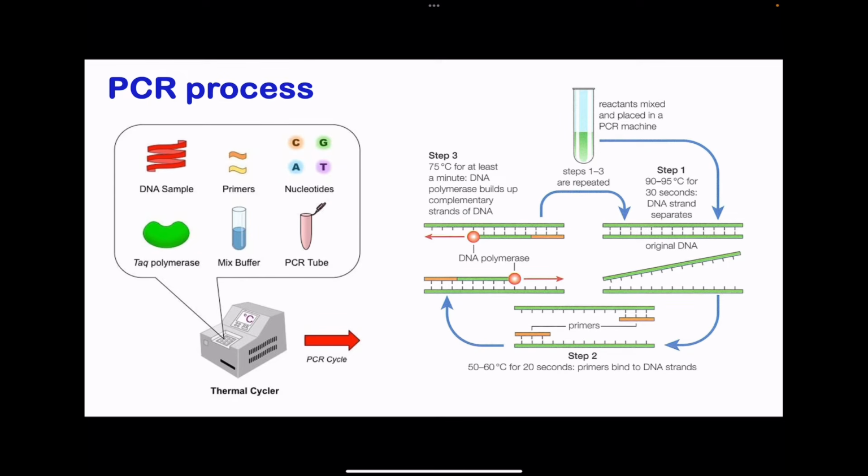During this process, the mixture is going to be placed in a PCR machine, and it's going to be heated to 95 degrees Celsius. This is to break down the hydrogen bonds between the DNA strands. Then it's going to be cooled to about 50 to 60 degrees Celsius so that the primers can bind. This process could take about 20 seconds. And then it's going to be heated to 75 degrees Celsius so that Taq polymerase can carry out the attachment of the nucleotides. This is going to be repeated for various cycles in order to collect the required amount of DNA.